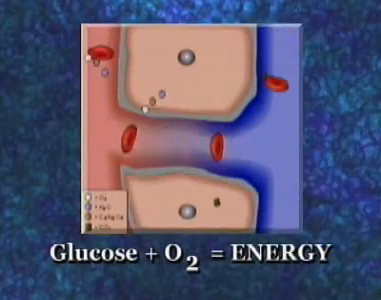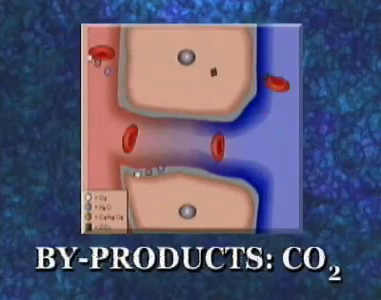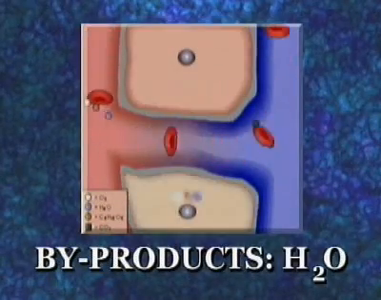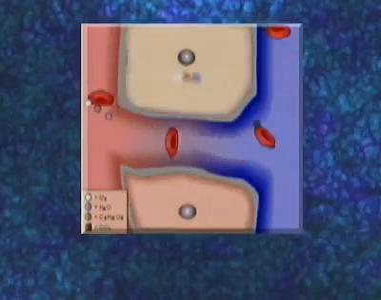This process converts glucose, blood sugar, and oxygen into energy. Carbon dioxide and water are byproducts of this chemical reaction. The carbon dioxide must be removed from the body.